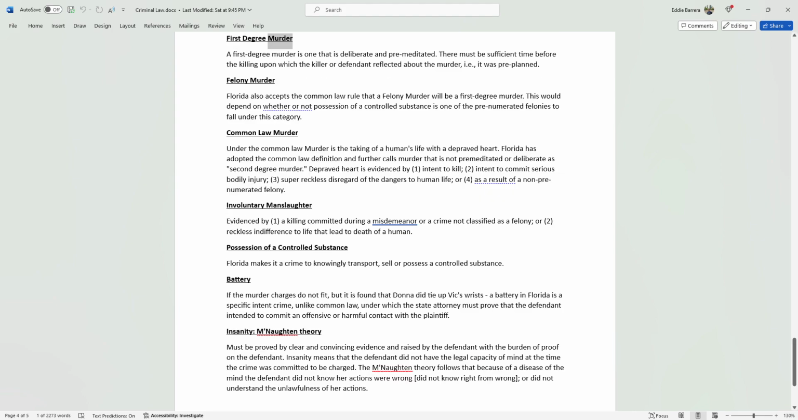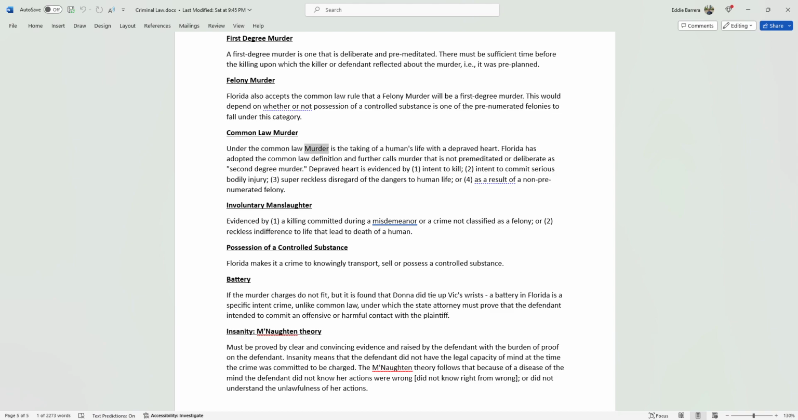First-degree murder. A first-degree murder is one that is deliberate and premeditated. There must be sufficient time before the killing upon which the killer or defendant reflected about the murder, i.e., it was pre-planned. Felony murder. Florida also accepts the common law rule that a felony murder will be a first-degree murder. This would depend on whether or not possession of a controlled substance is one of the enumerated felonies to fall under this category.